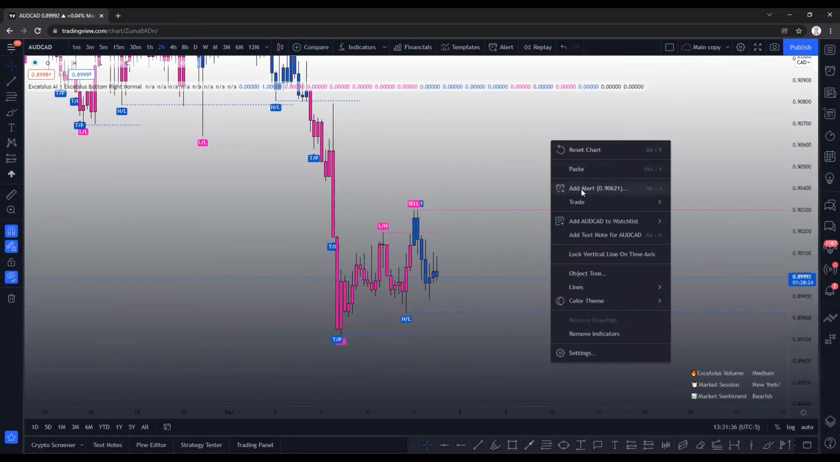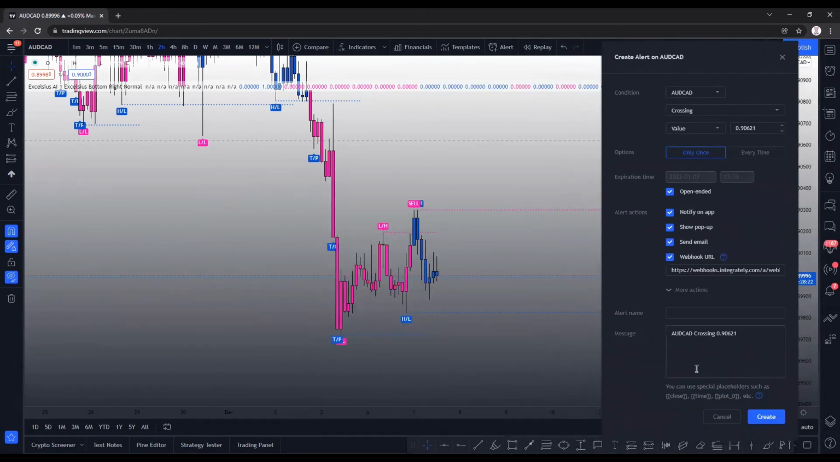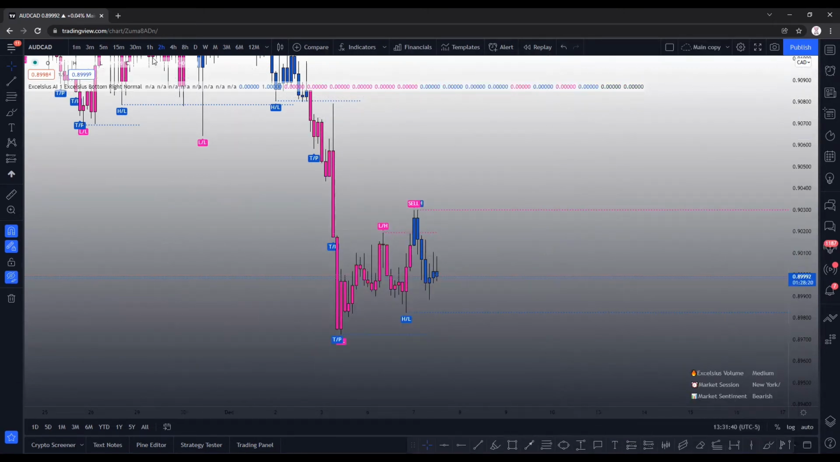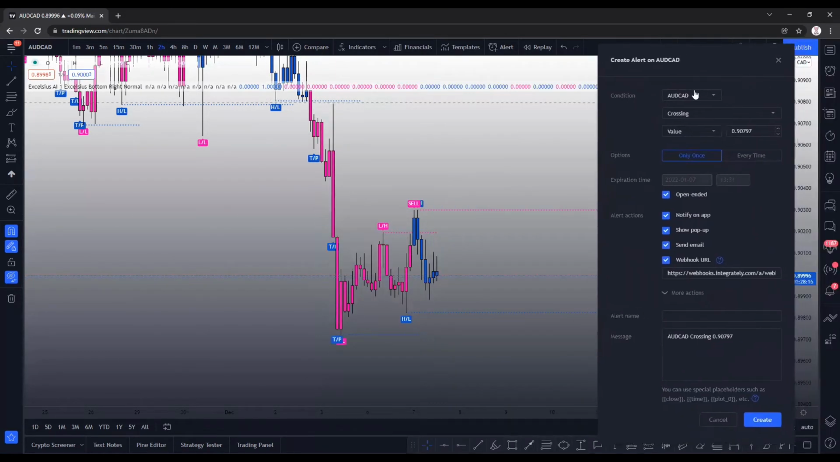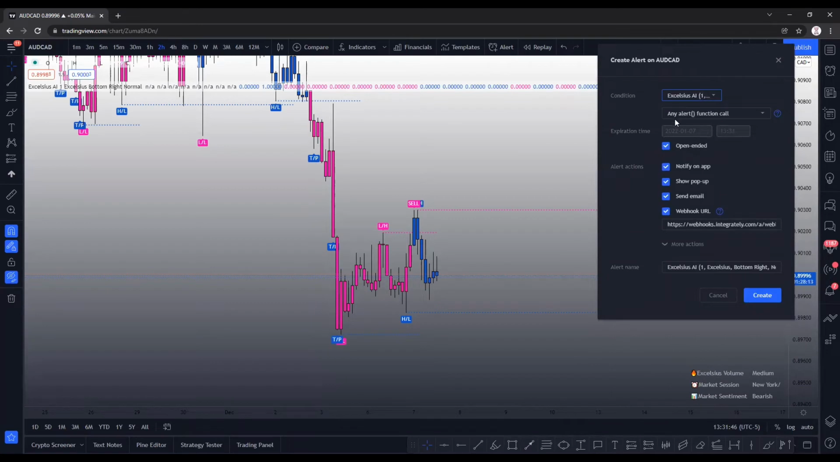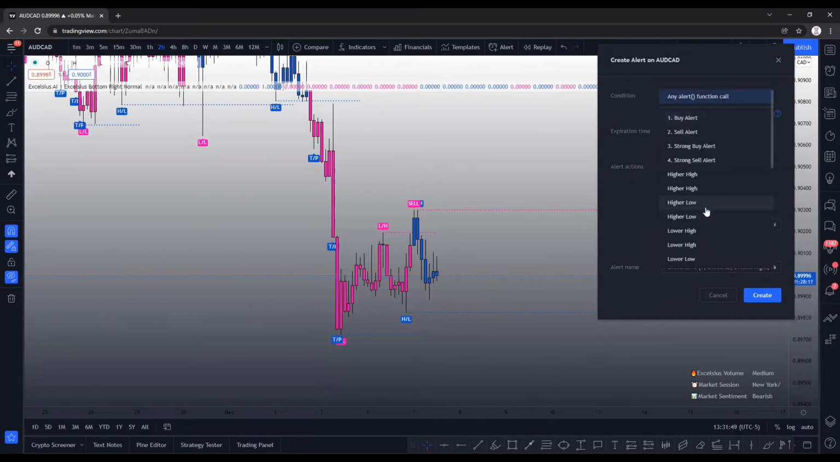So what I'll do now is add the alert on the time frame. Be mindful, you have to add the alert after you select the time frame. Add the alert after you select the time frame, and then select Excelsius, and from there I'd like this higher low to be broken.